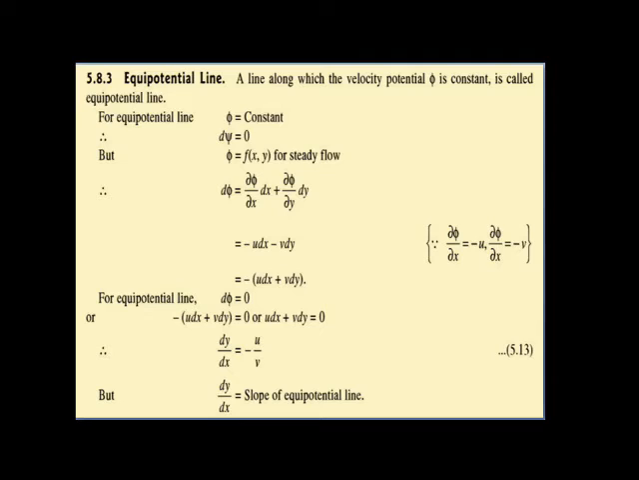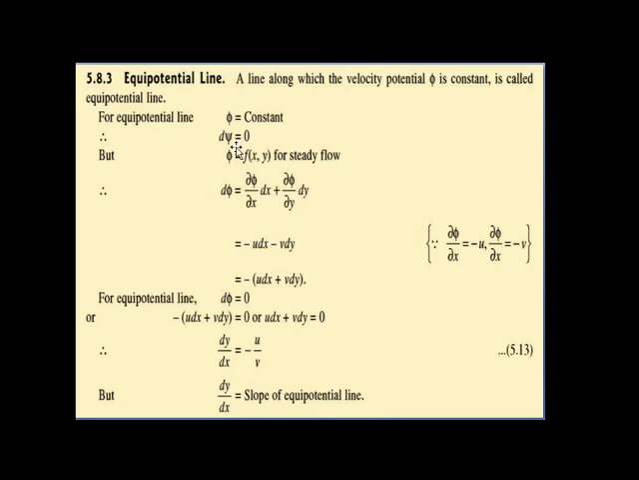After understanding the velocity potential function and the stream function, let us move towards the next concept, which is the equipotential line. The line along which the velocity potential phi is constant is called an equipotential line. Velocity potential is indicated by phi. When phi is constant along a line, such a line is called an equipotential line. So for an equipotential line, phi is constant.